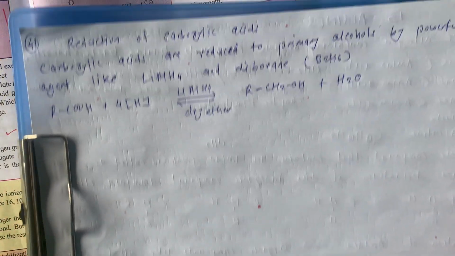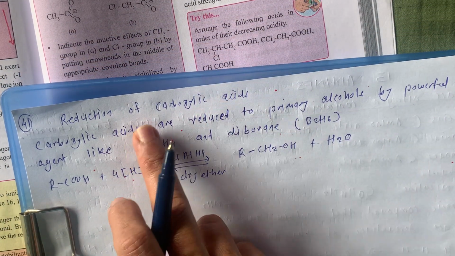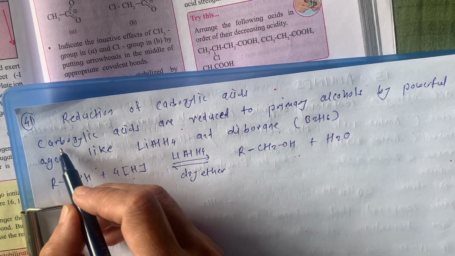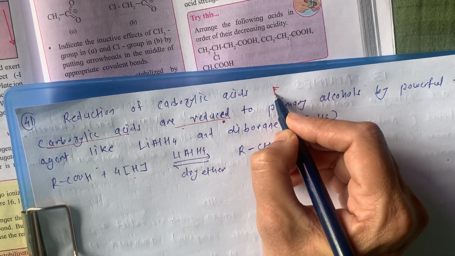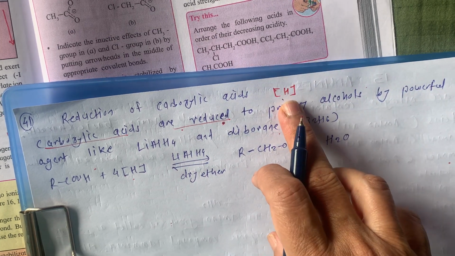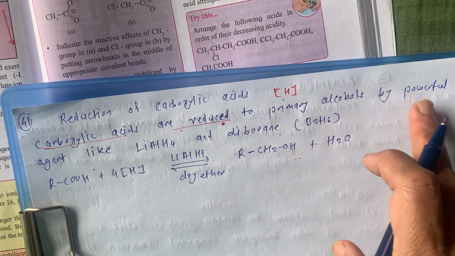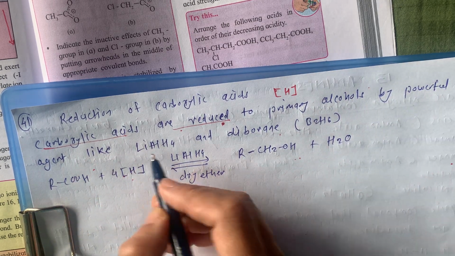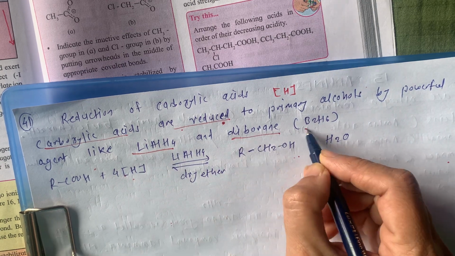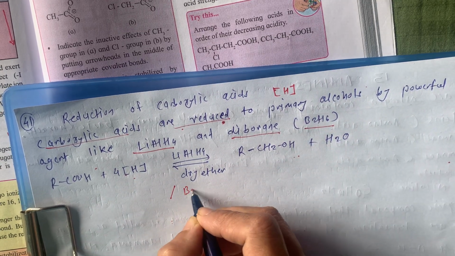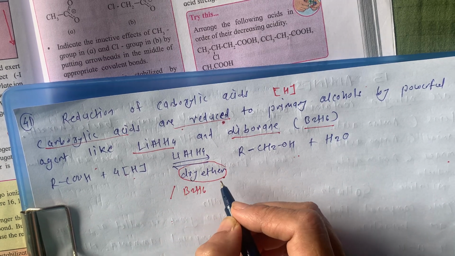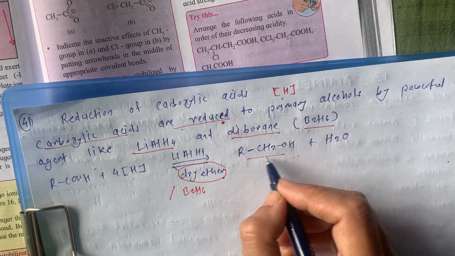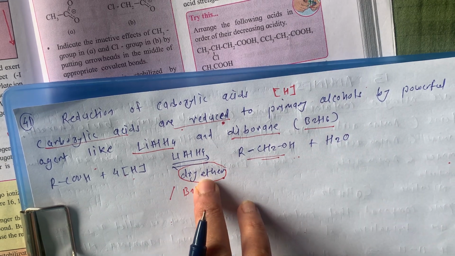And now the last reaction, that is reduction of carboxylic acid. Carboxylic acids are reduced. Reduced means reaction with nascent hydrogen, to primary alcohols, by a powerful reducing agent like lithium aluminum hydride or diborane, that is B2H6. This reaction should be in dry ether, okay, and only then do we get this product. It should be in the presence of dry ether.